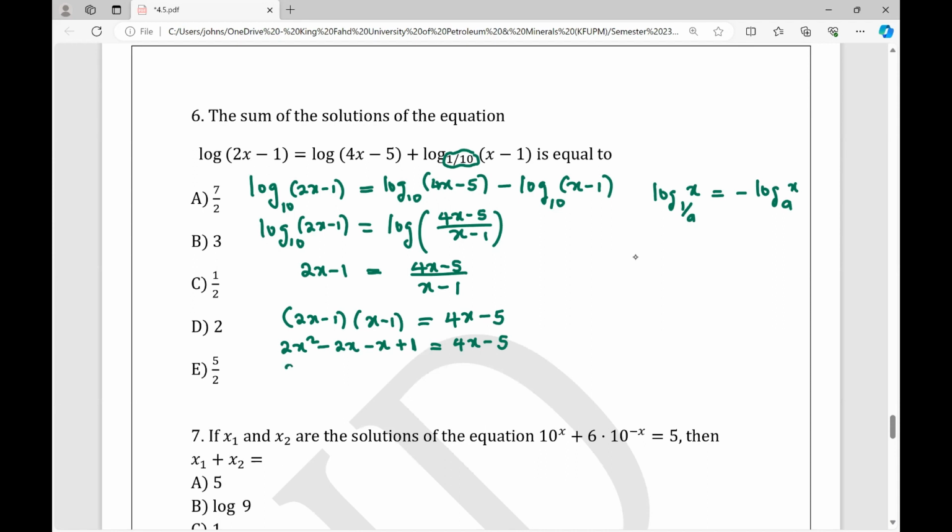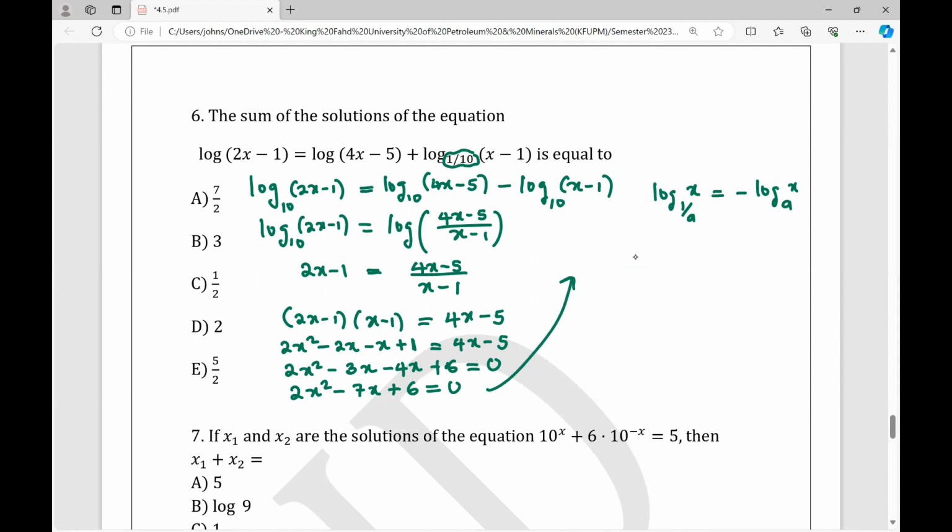So here will be just 2x squared minus 3x. Then I'll bring this one here, so this becomes minus 4x, and this is going to be plus 6, equals 0. So we have 2x squared minus 7x plus 6 equals 0. So here we have to factorize. How do we factorize this now?